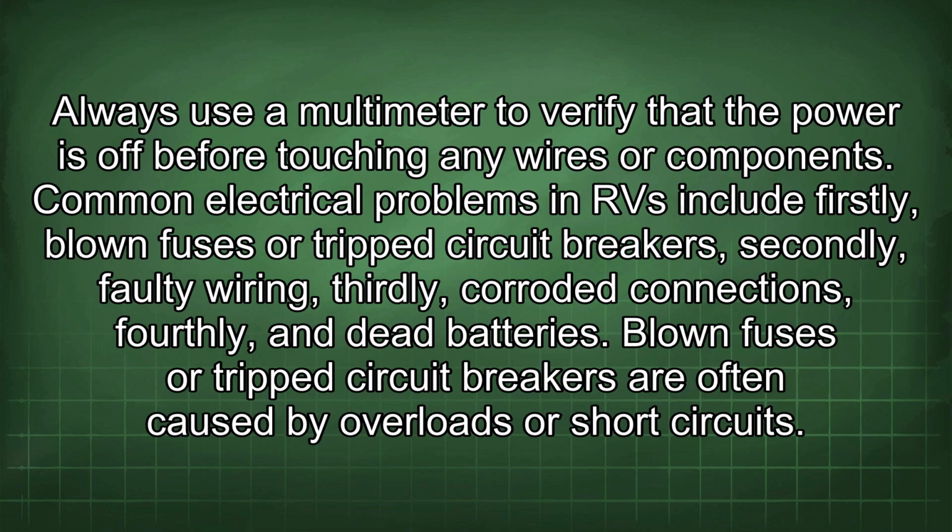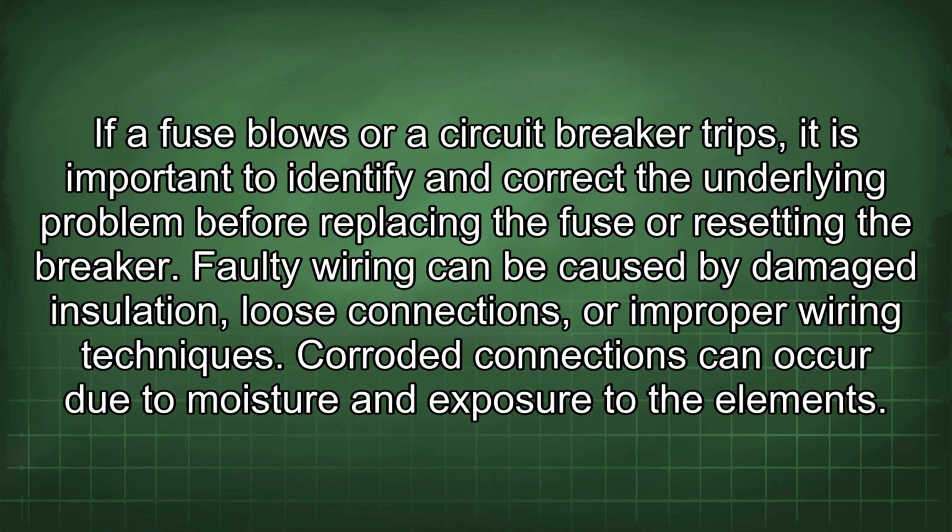Common electrical problems in RV include firstly, blown fuses or tripped circuit breakers, secondly, faulty wiring, thirdly, corroded connections, fourthly, and dead batteries. Blown fuses or tripped circuit breakers are often caused by overloads or short circuits. If a fuse blows or a circuit breaker trips, it is important to identify and correct the underlying problem before replacing the fuse or resetting the breaker.